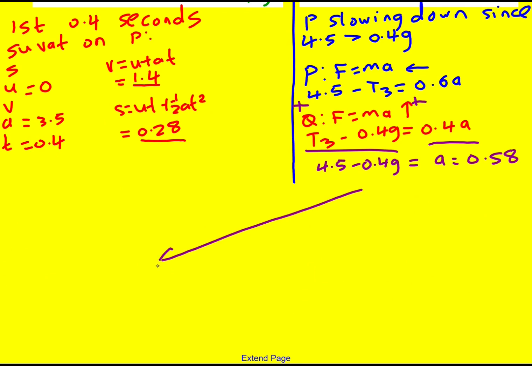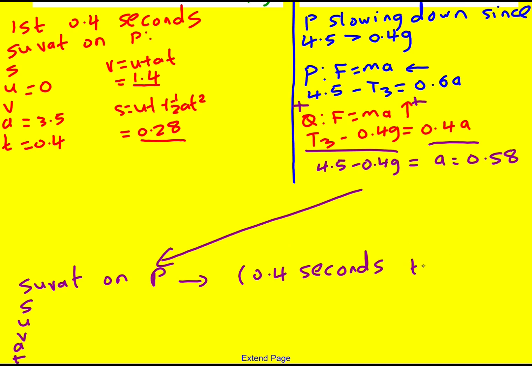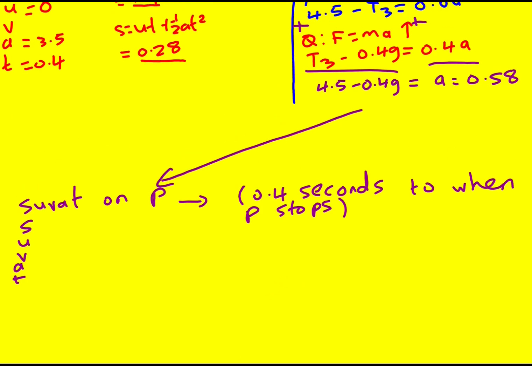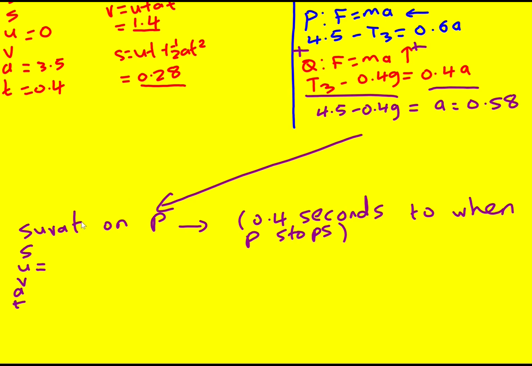Okay, so now we can apply that on P. Let's apply it to the right. And this is 0.4 seconds to when P stops. We're going to find out how far it's traveled for when it stops and show that that is going to be less than 2 meters overall. Remember, we've also got this 0.28. So U is going to be 1.4.